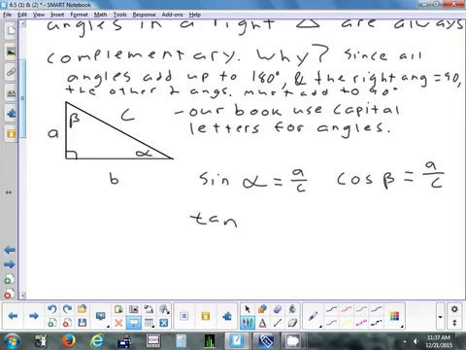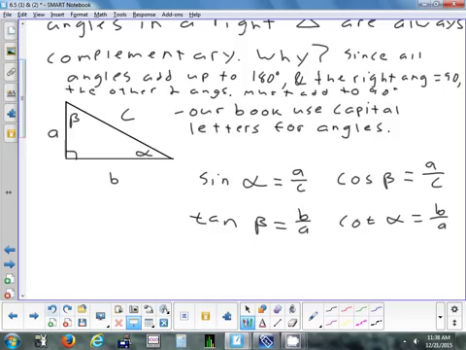Let's do tangent of beta. B over A. And then let's do the cotangent of alpha. That's also B over A, because remember, cotangent is adjacent over opposite. So from this perspective, adjacent is B, opposite is A.